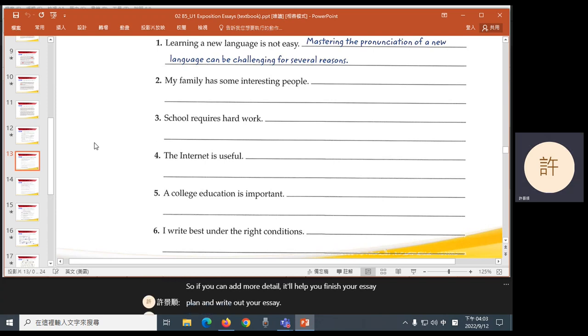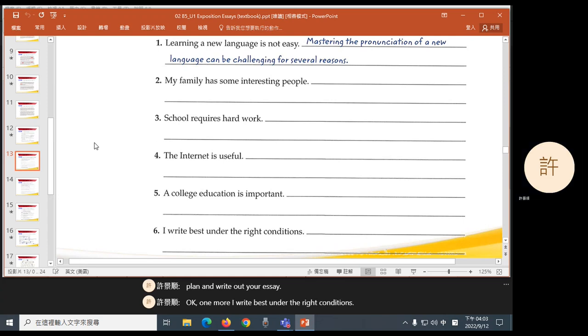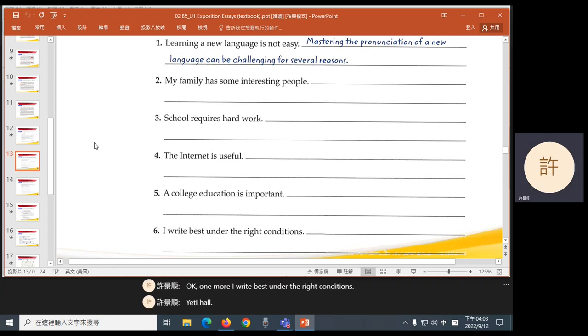Okay, one more. I write best under the right conditions. Ye Li, good, what do you have for us?